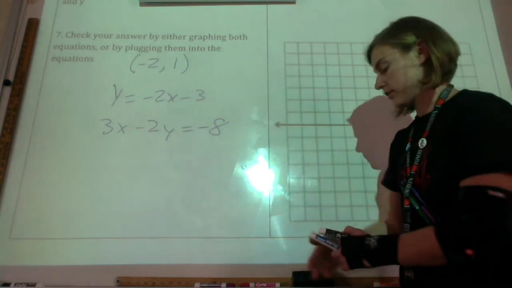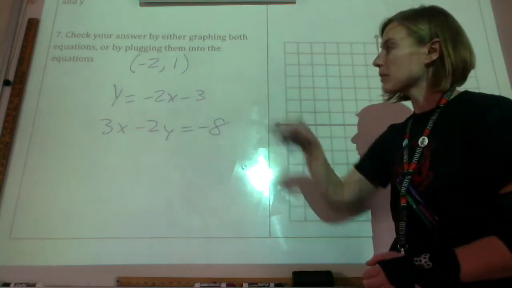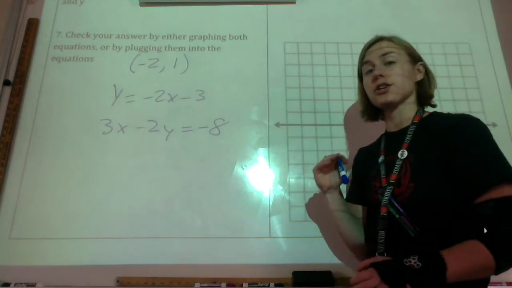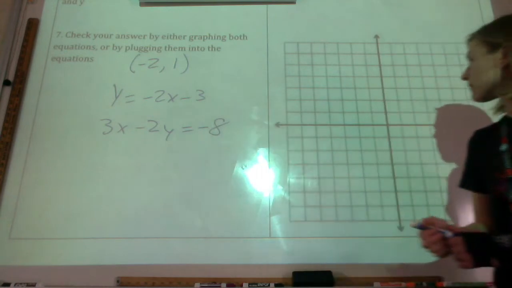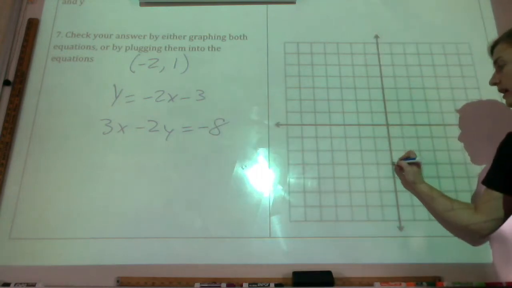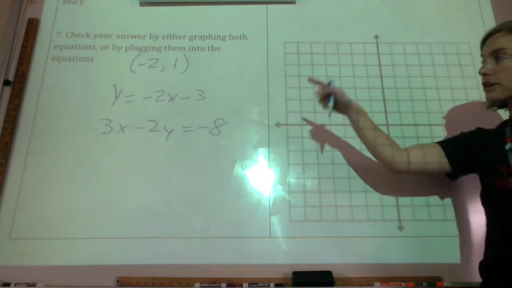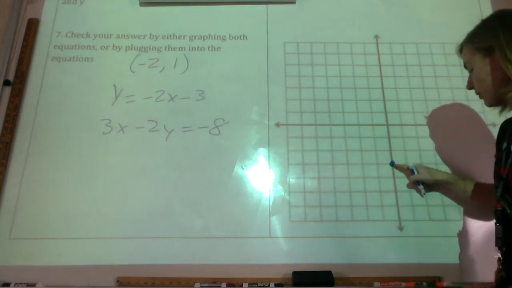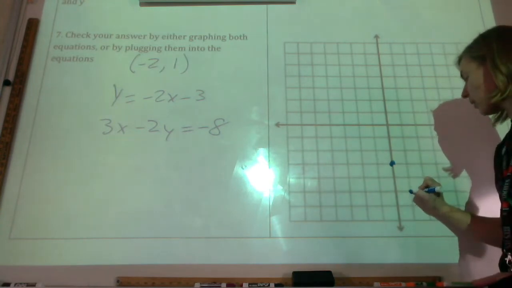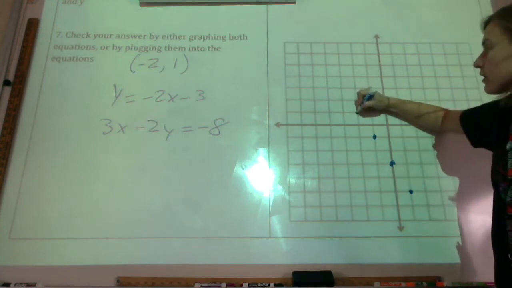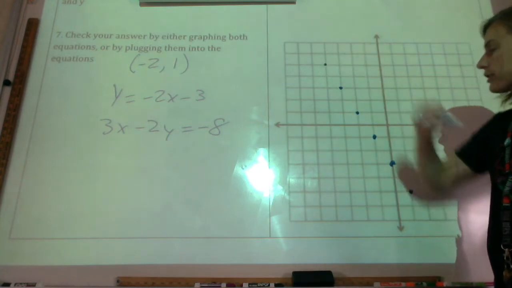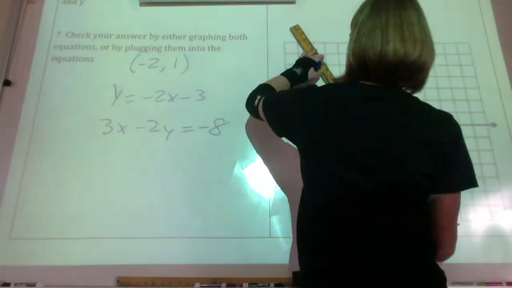So let's start with this first equation. We have y equals 2x minus 3. That's in your slope-intercept form. So we're going to start with the intercept, which is negative 3. So on the y-axis, we come down to negative 3. And then our slope is negative 2. So we can either go down to the right one, or we can go up to the left one. Either way, it won't matter as long as we get that negative direction. Then we can draw a line.